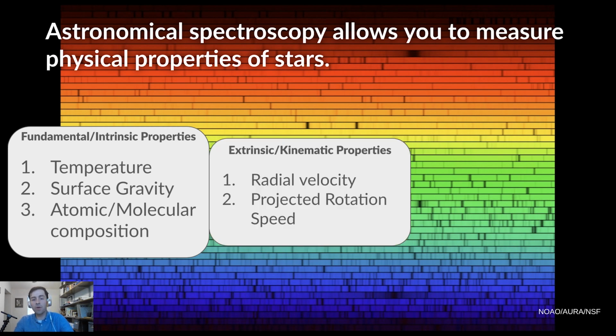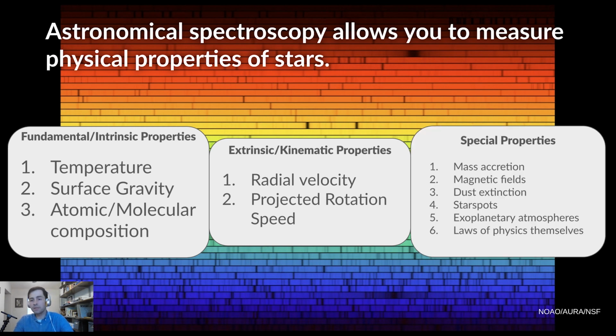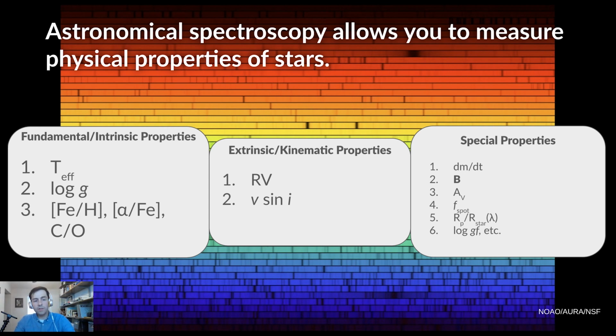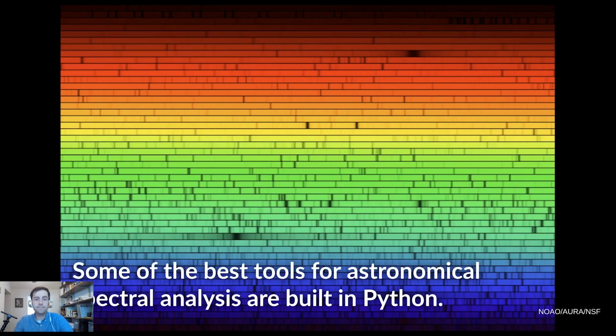Extrinsic or kinematic properties include radial velocity, so along the line of sight towards the star, and projected rotational speed on the axis of the star. And other special properties such as mass accretion rate, magnetic fields, dust extinction, star spots, exoplanet atmospheres, the laws of physics themselves can all be measured through spectra of stars. Here are the symbols that astronomers use to denote these quantities, so you'll see these throughout the talk.